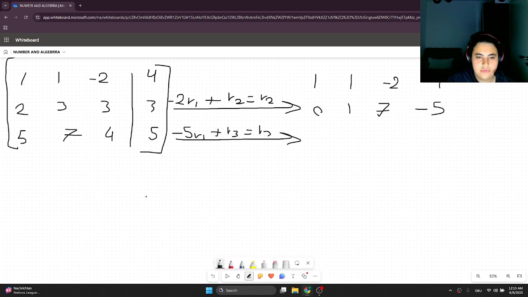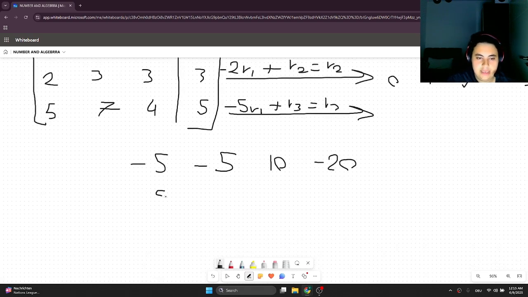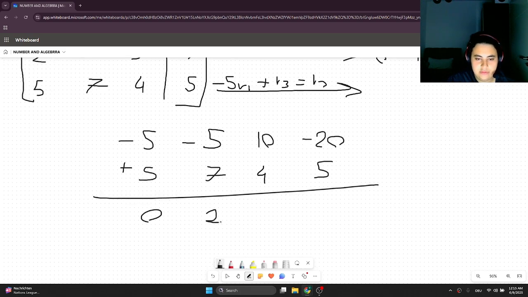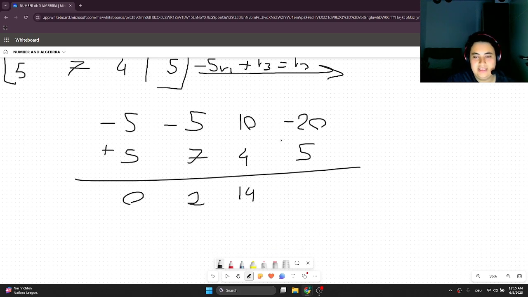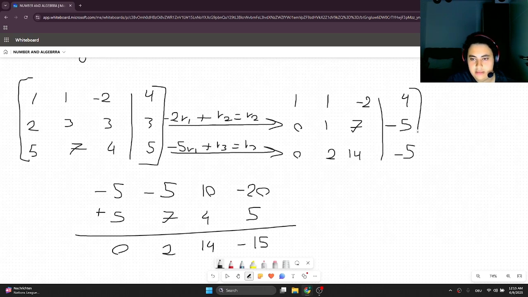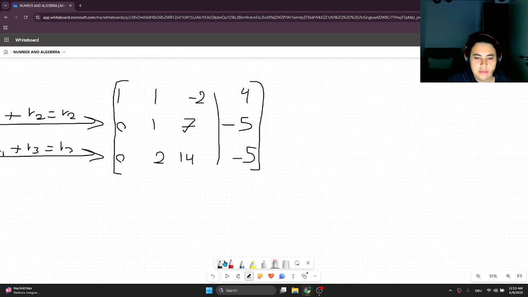Now for my next one, I'm going to multiply the first row by negative 5. So it's going to be negative 5, negative 5, 10, negative 20. And then I'm going to add my last row, which is 5, 7, 4, and 5. Negative 5 plus 5 is 0. Negative 5 plus 7 is 2. 10 plus 4 is 14. And negative 20 plus 5 is negative 15. So I have 0, 2, 14, negative 15. Vertical line and the brackets to close it off, and that is my newer matrix system. Cool, so now moving on to the next step.